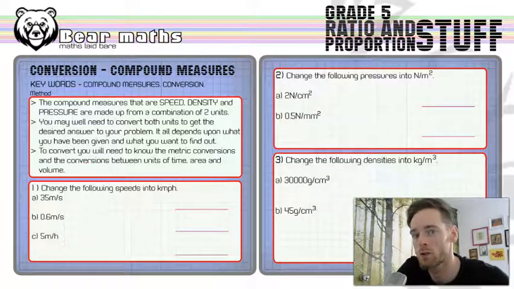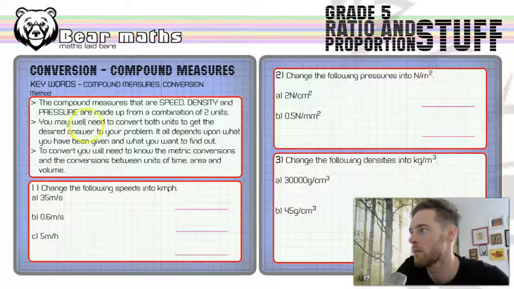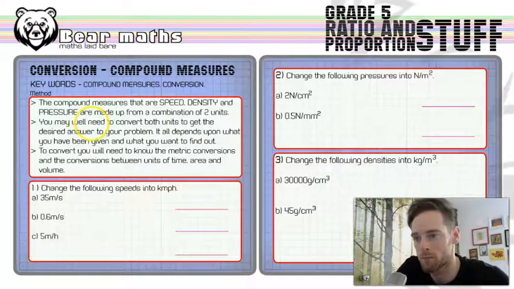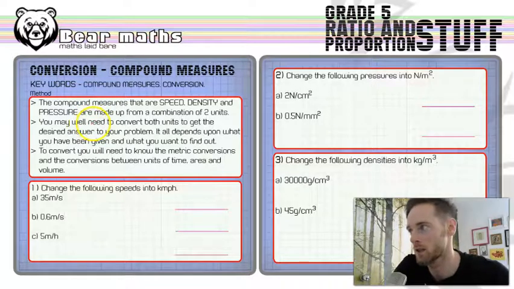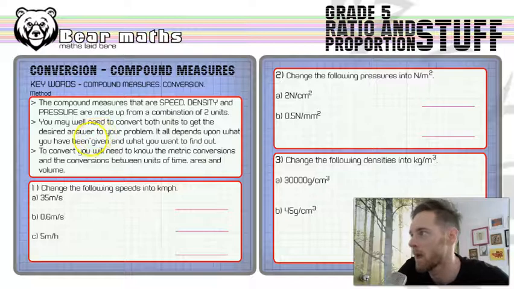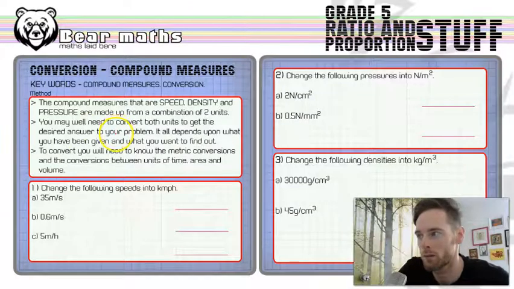I've given you two separate videos, one where I explain how to calculate speed, distance and time, and then another where I've shown you how to calculate density and pressure, from the compound measure formula triangles that we get given or have to remember. You may well need to convert both the units to get the desired answer to your problem. That all depends what you've been given and what you want to find out.